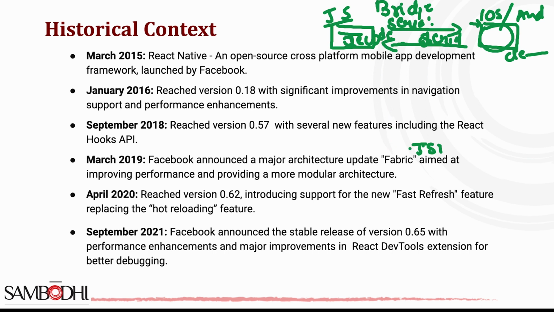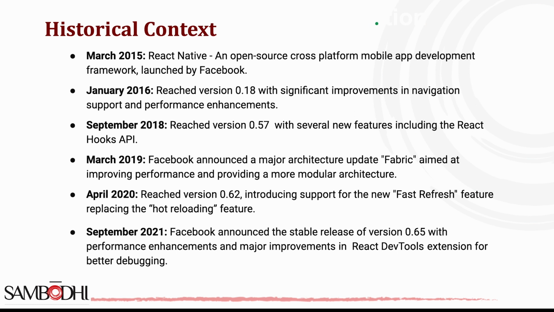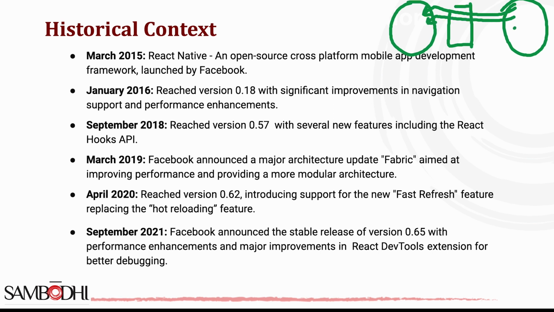So Fabric was introduced with this JSI architecture, which aimed at performance improvement and modular architecture. We will learn about the delays and everything in the later slides, where we understand the bridging concept even more, and also what Fabric is solving. Basically, it is exposing all the native side features to JavaScript using an object reference. So now everything is made available to the JavaScript side using the object reference, so there is no need for a bridge now. Using that reference object, the JavaScript side can directly access these native side functions.